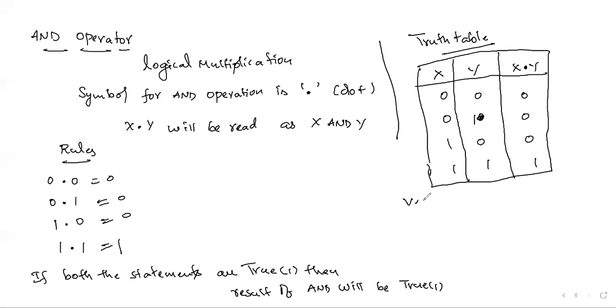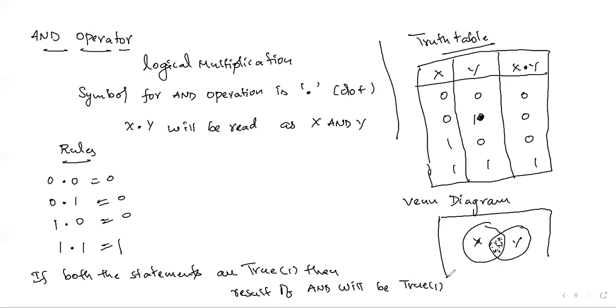Venn diagram for AND operator. See, here this is x, this is y. Only this particular part will be x and y. This is the Venn diagram. Only this is the particular part. This is the AND operator.